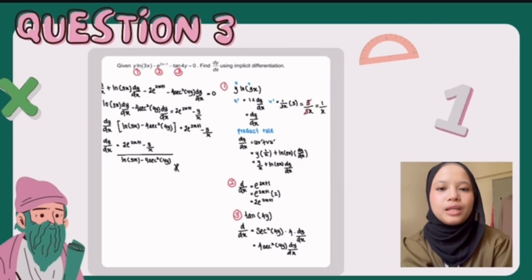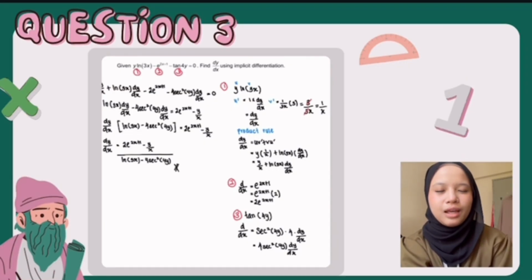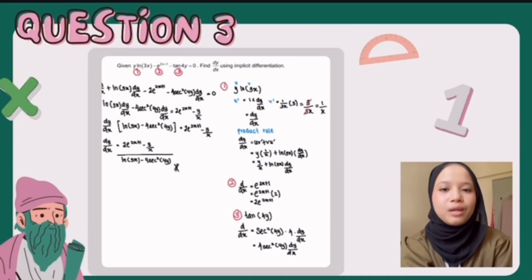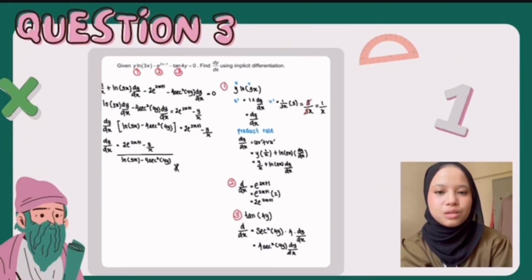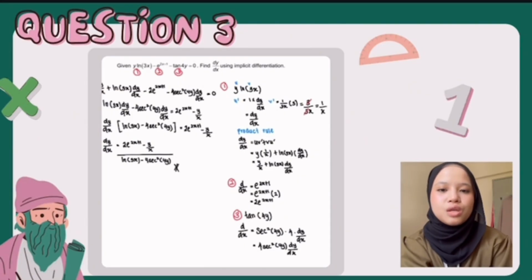After that, we put it into the formula of the product rule, which is u v prime plus v u prime, and then the final answer will be y over x plus ln 3x dy/dx. After that, we need to differentiate the second part, which is e to the power of 2x plus 1. When we differentiate e, it remains unchanged, but when we differentiate 2x plus 1, we get 2. So the final answer for this part is 2e to the power of 2x plus 1.